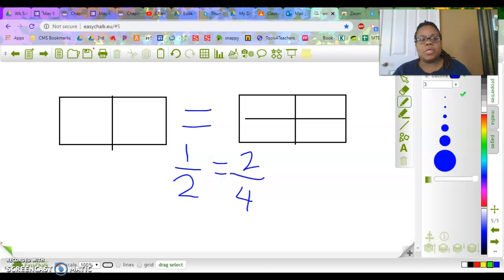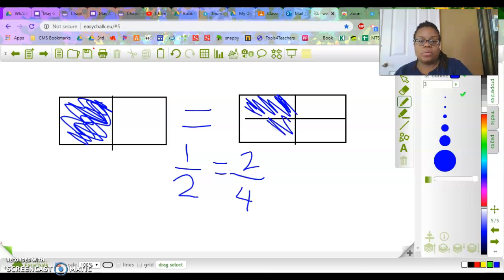All right. So if I'm working on this, I should have drawn this on my paper and then actually done some shading. So here I'm shading 1 out of 2 pieces. And here I'm going to shade 2 out of 4 pieces. Well, if I look, the 2 out of 4 pieces looks just like the 1/2 because 1/2 is shaded.